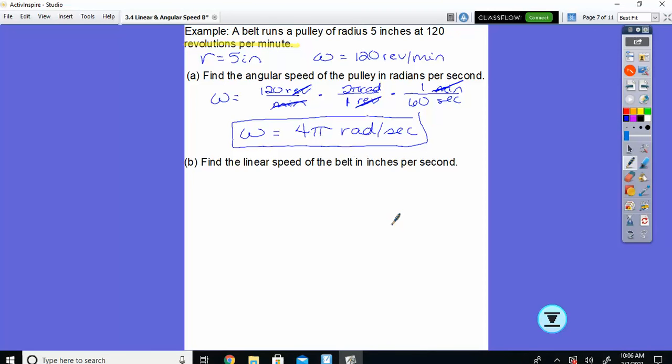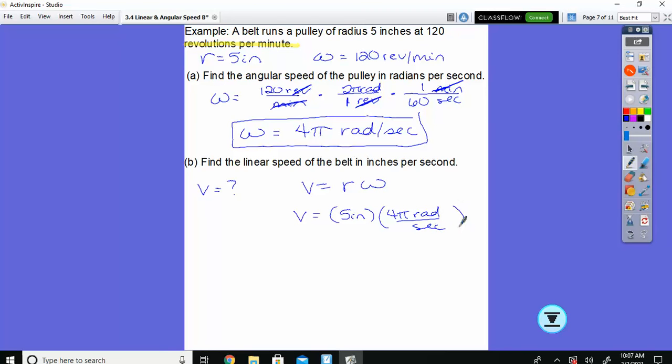Okay, part B. Find the linear speed. What variable is linear speed? V, in inches per second. Okay, I need V. So I can do V equals S over T. Do I have S and T? No. Or I can do V equals R omega. Do I have R and omega? Yes. So that's definitely the route I want to take. The radius was 5 inches. Omega is 4 pi radians per second.